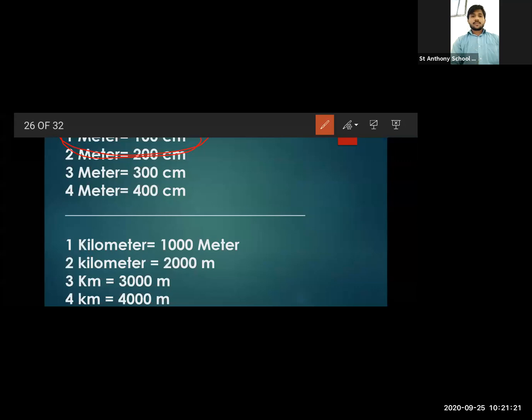If you have taken a distance of 1 meter, how many centimeters will fit in it? 100 centimeters will fit in it. If you are measuring a thing which has 1 meter length with the help of a small scale, 1 meter will be 100 centimeters. So 1 meter is equal to 100 centimeters, 2 meter is equal to 200 centimeters, 3 meter is equal to 300 centimeters, 4 meter is equal to 400 centimeters, 5 meter is equal to how many centimeters? 500 centimeters. 6 meters is equal to 600 centimeters. 7 meter is equal to 700 centimeters. This way.